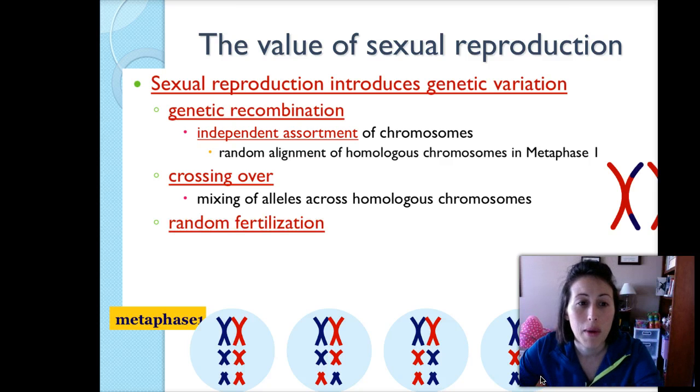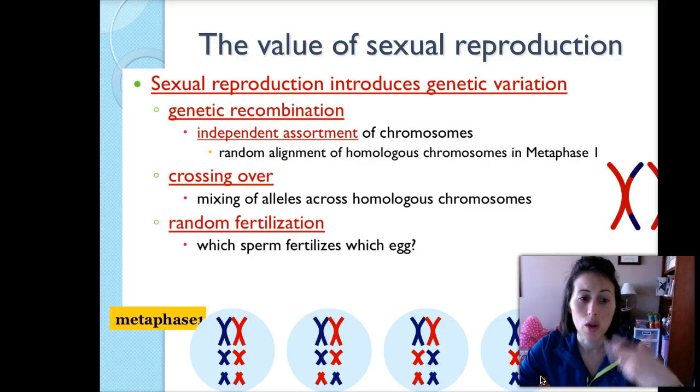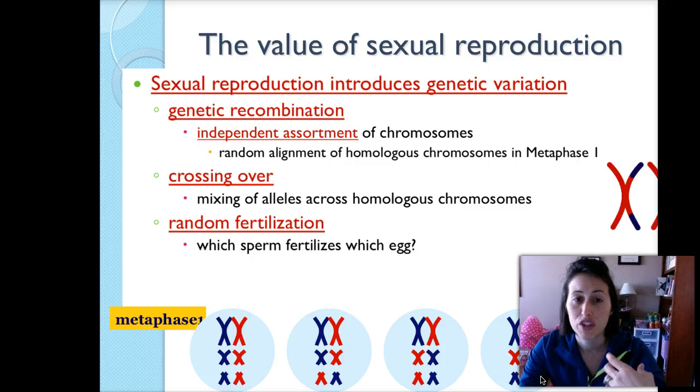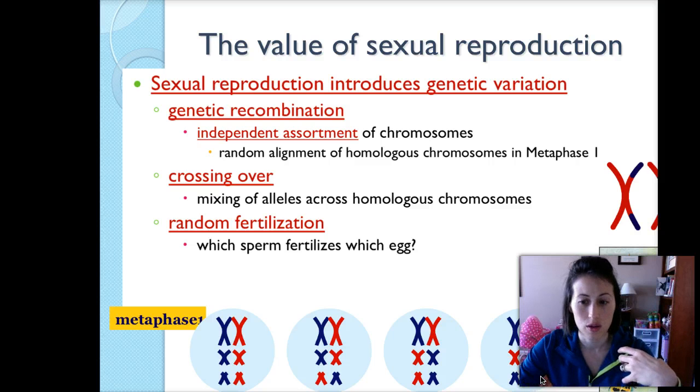The other way we could possibly get genetic variation is random fertilization. So fertilization, we said, is when the sperm cell fuses with the egg cell. Well, most of the time, we don't choose which sperm cell fertilizes the egg cell. It's random. It's whichever one gets there first that gets chosen. So which sperm fertilizes which egg? It's whichever egg is released, whichever sperm gets there first.